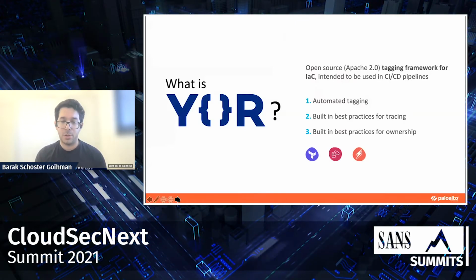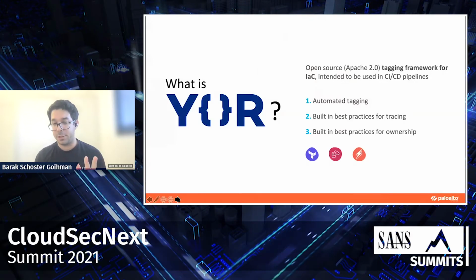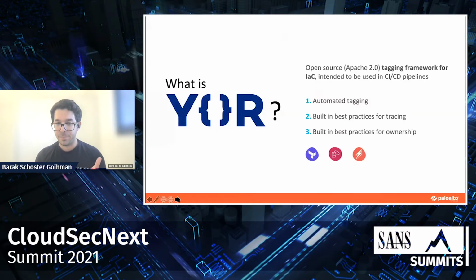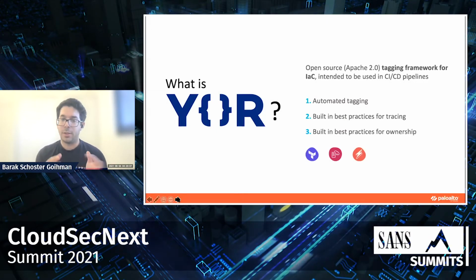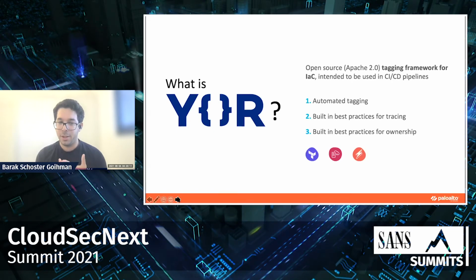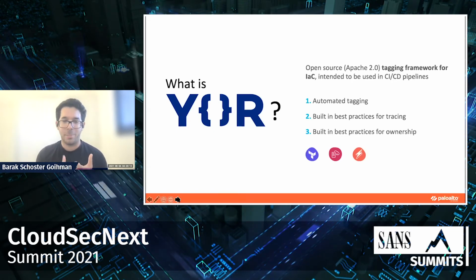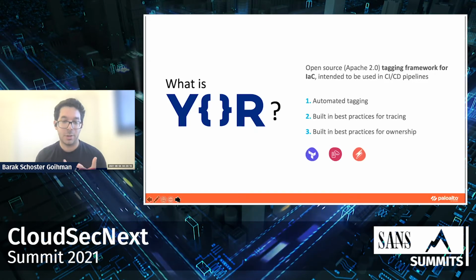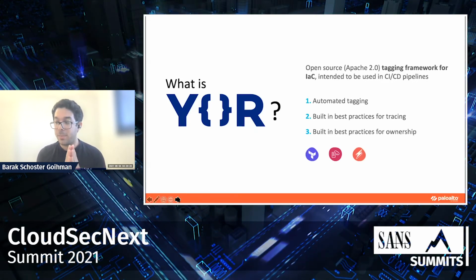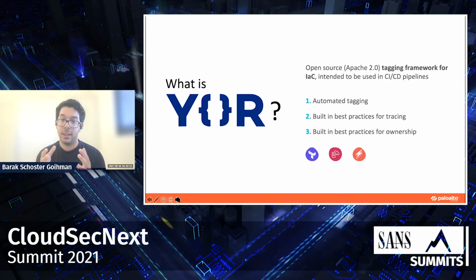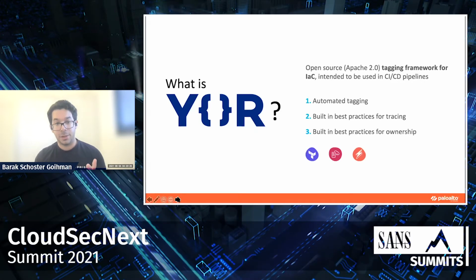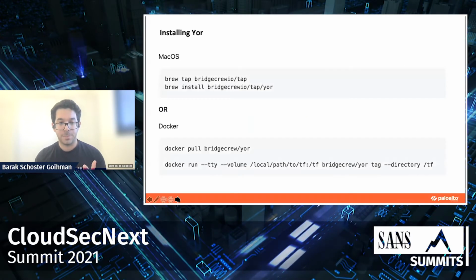It currently supports three infrastructure as code frameworks, Terraform, Serverless, and CloudFormation, where in Terraform we support the three cloud providers, AWS, GCP, and Azure. And 10 minutes ago, I got a pull request from an open source contributor adding Oracle Cloud, so we're expanding those. And it comes with a set of best practices built in that will automatically tag your resources, assuming that you're using one of those frameworks.